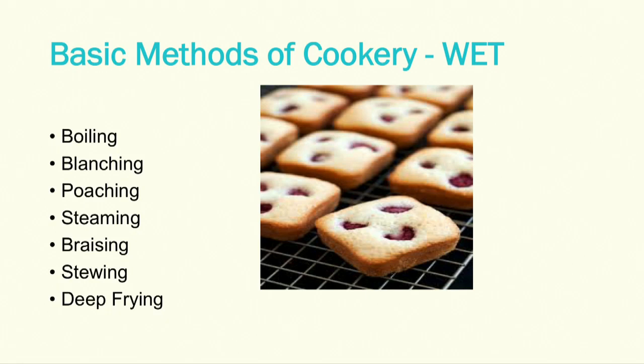Cooking methods are classified as either dry heat methods or moist heat methods. We also have some methods that use the two, a combination, which will involve dry heat and moist heat. So moist or wet methods means cooking food in water or with steam.